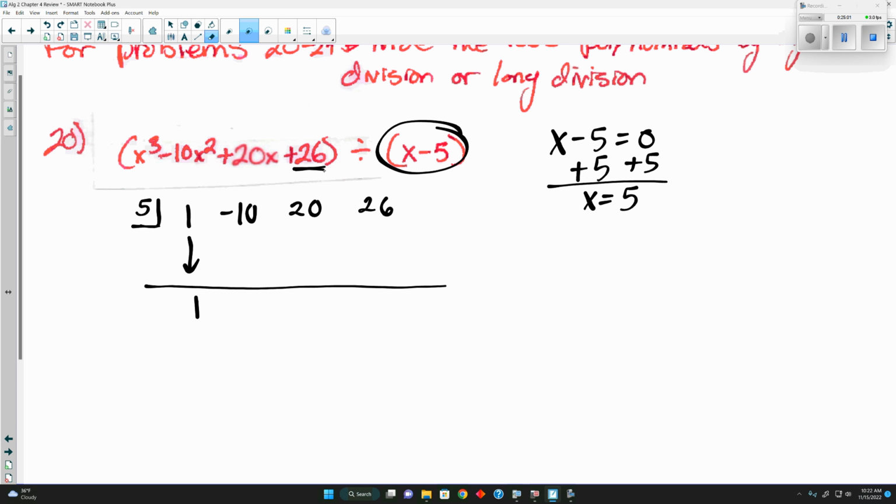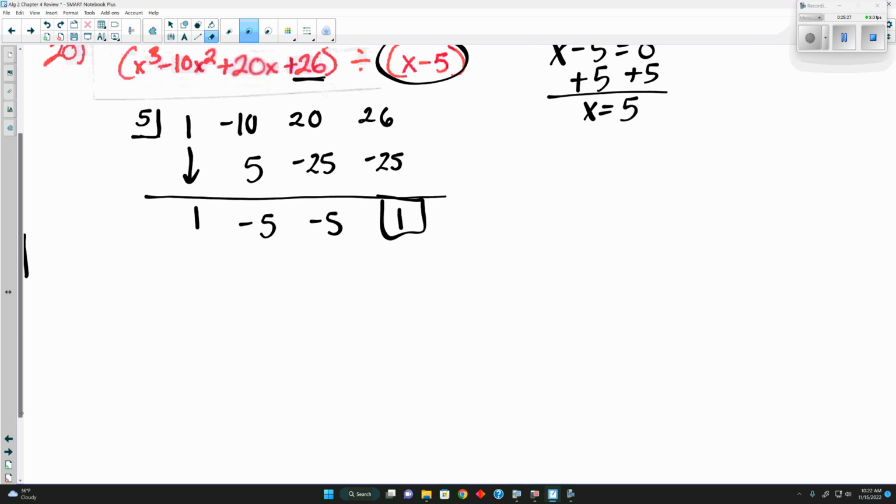And if we solve this, 5 times 1 is 5. Negative 10 plus 5 is negative 5. 5 times negative 5 is negative 25. 20 plus negative 25 is negative 5. 5 times negative 5 is negative 25, and 26 plus negative 25 is 1. Now 1 is our remainder. The number next to it, that negative 5, is our constant term, our term without x.